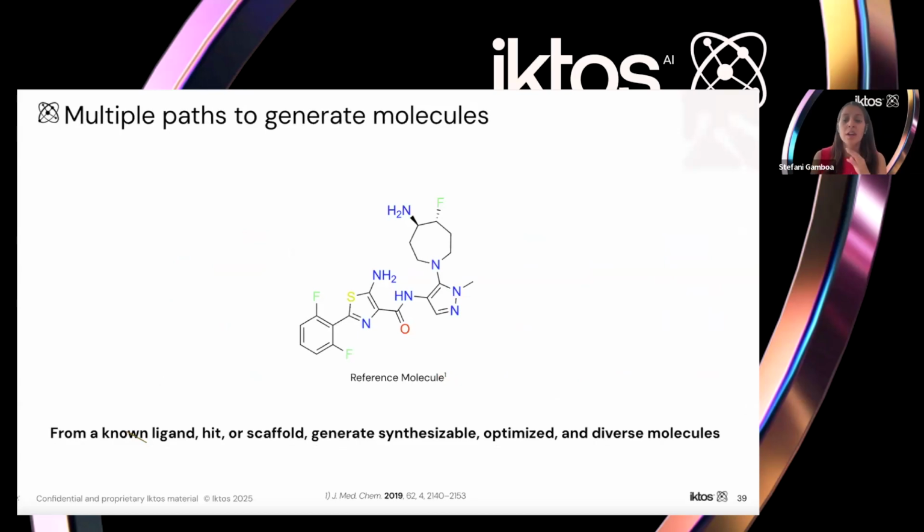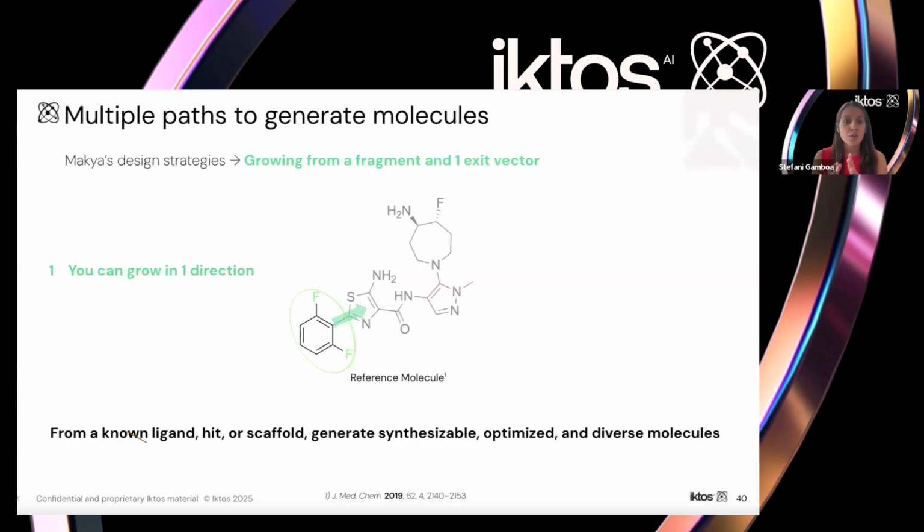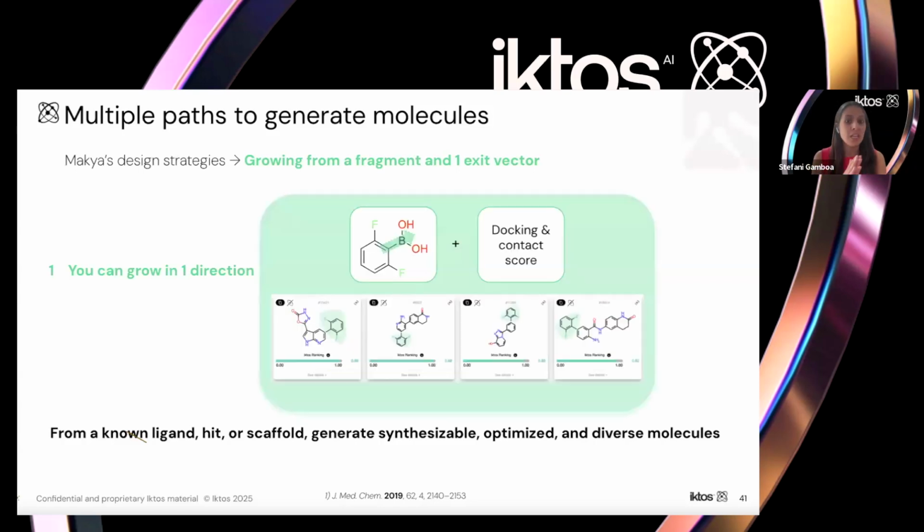So if we start from this reference molecule that we have here, then you can generate novel ideas from different starting points of the molecule. The first one is that you can grow new ideas starting from an initial fragment in one direction. For example, here we are using the bisfluorophenyl and the boronic acid as the reactive center. In this way, our GenAI will keep this scaffold and then introduce diversity in the rest of the molecule, as you can see in these example molecules.